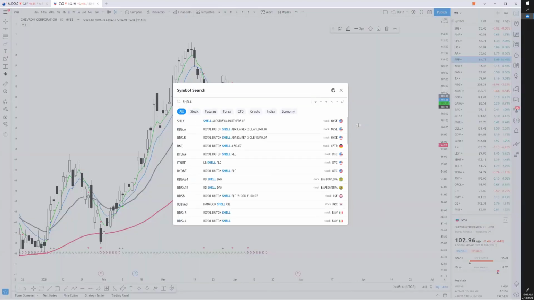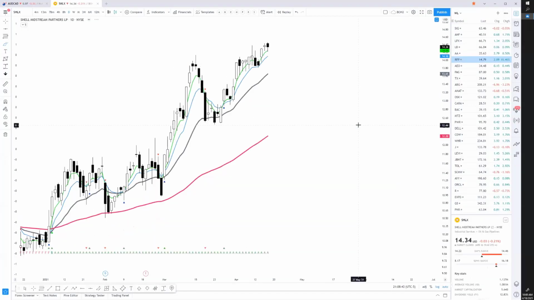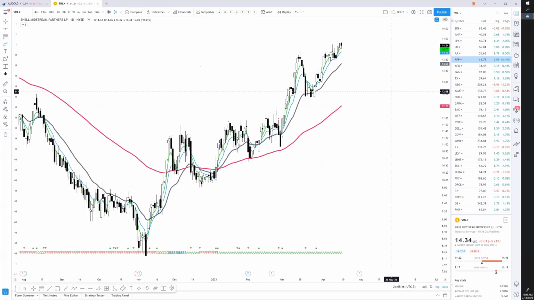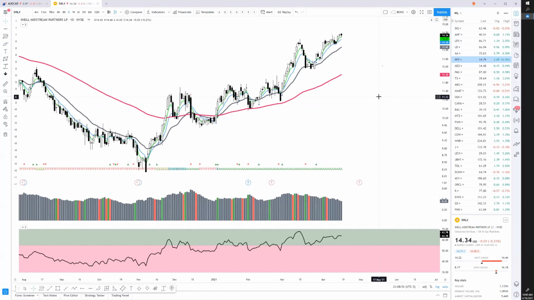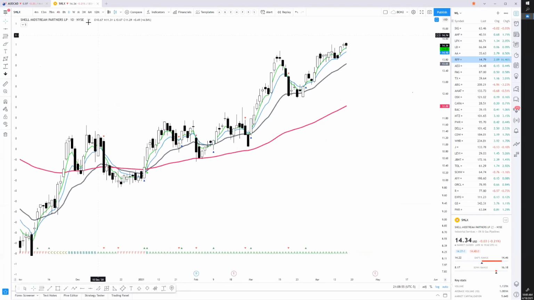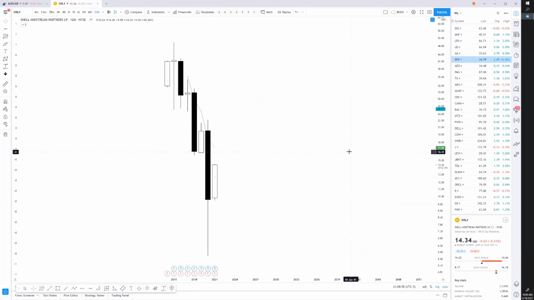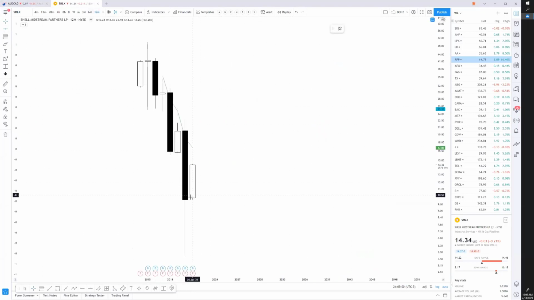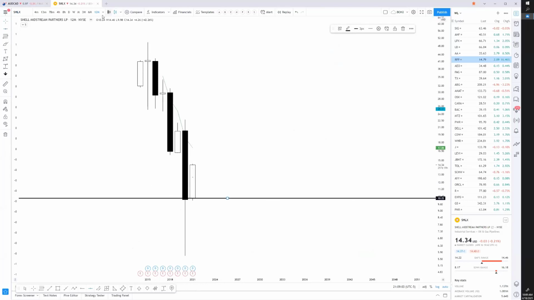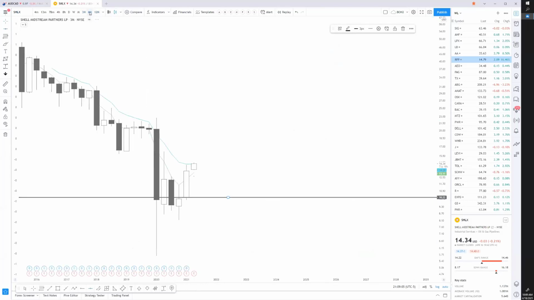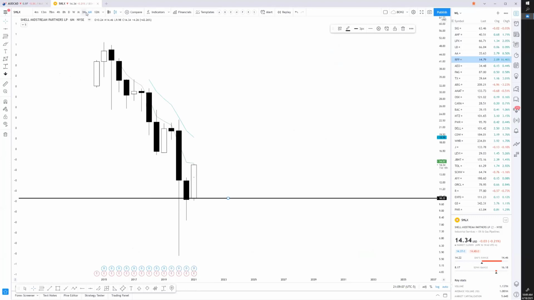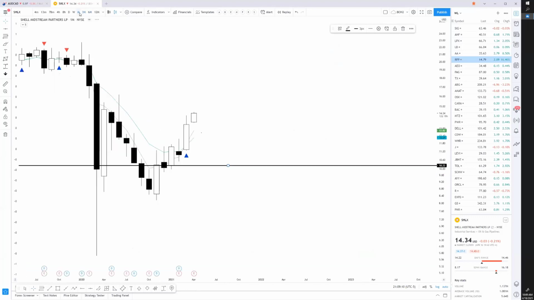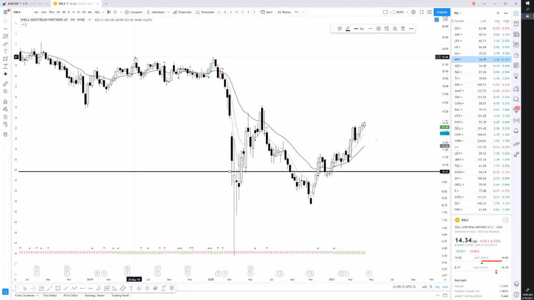Shell, sige, tingnan natin si Shell. Shell, different story, broke out, pero ang problema niya ay, let's double check divergence. So slightly divergent, but not particularly concerning. Let's double check higher time frame. So Shell's doing much better. Yeah, definitely doing much better than yung iba in the sector. Ano lang yung upside? I'm trying to define yung upside natin for this trade.